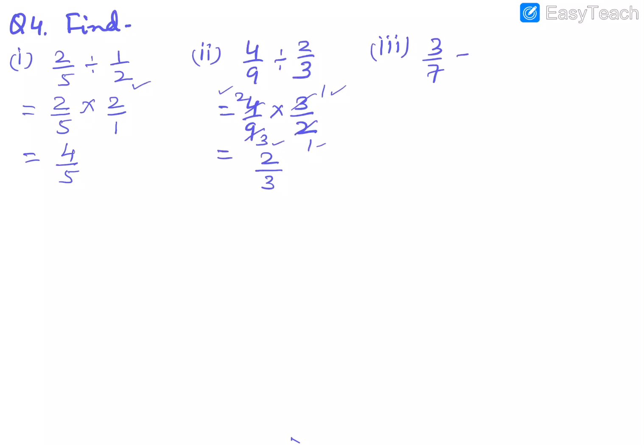Third part is 3/7 is to be divided by 8/7. 3/7 को ऐसे ही रखना है, इसे into में change करना है, इसका reciprocal लिखना है और ये 7 7 cancel हो जा रहा है और then finally 3 1's are 3 and 8 1's are 8.